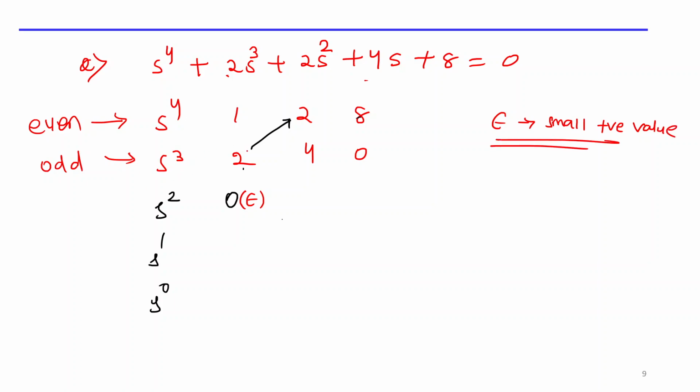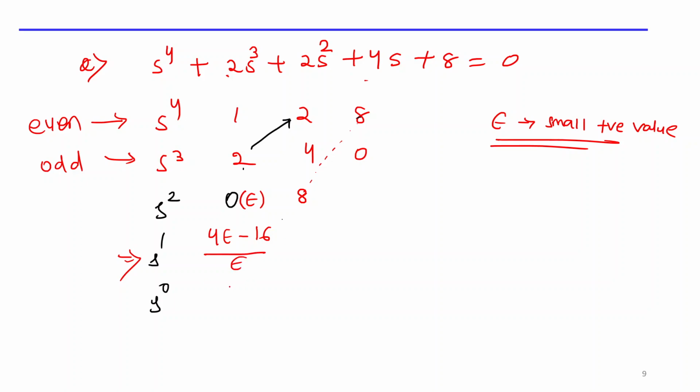Now you solve the question. You assume that there is a very small positive term and then you find out the next term. You know that this 8 will appear here. Then find out the coefficient of s to the power 1. S to the power 1 is how much? This will be 4 epsilon naught minus 16 divided by epsilon naught.